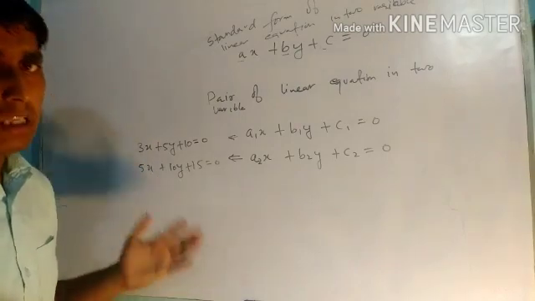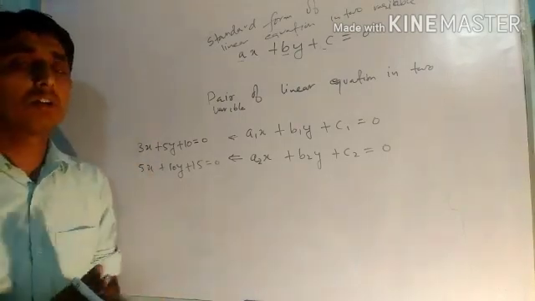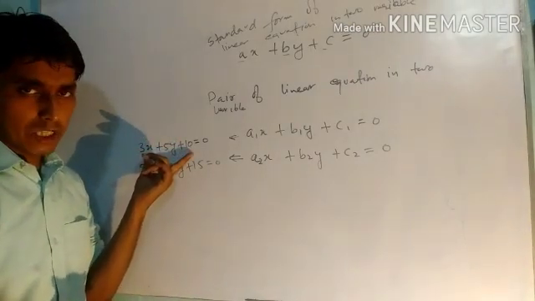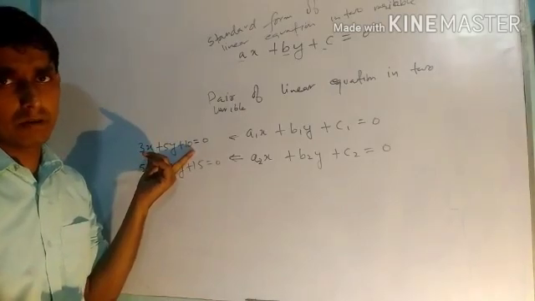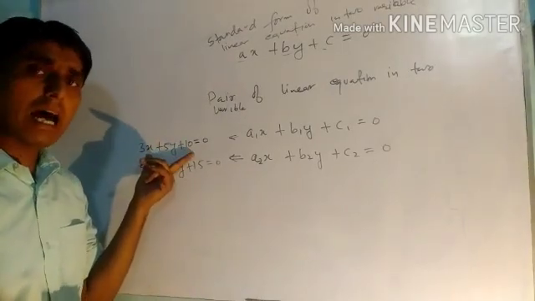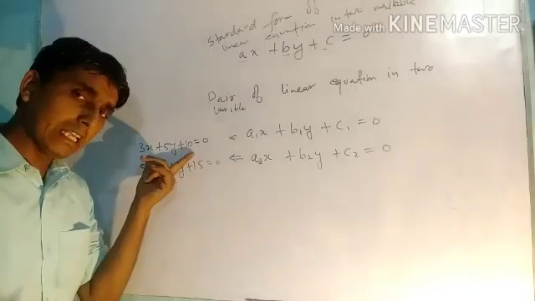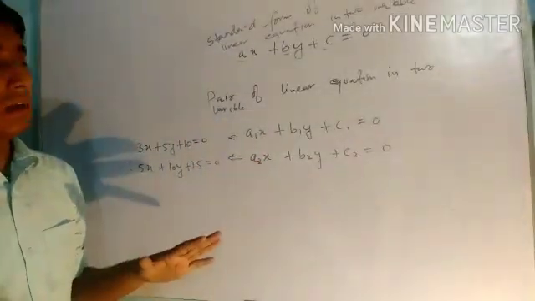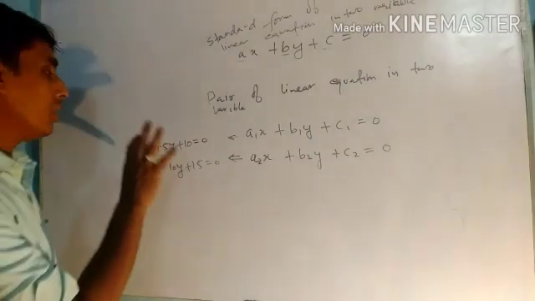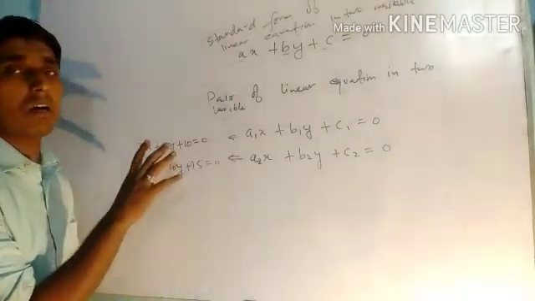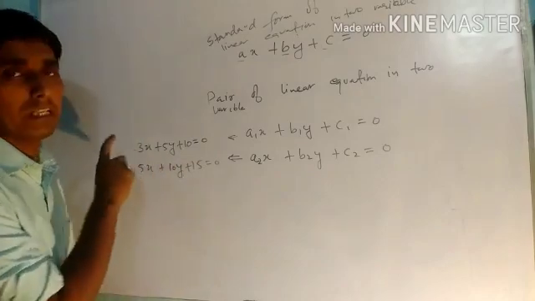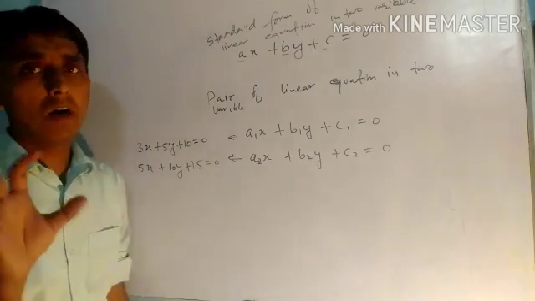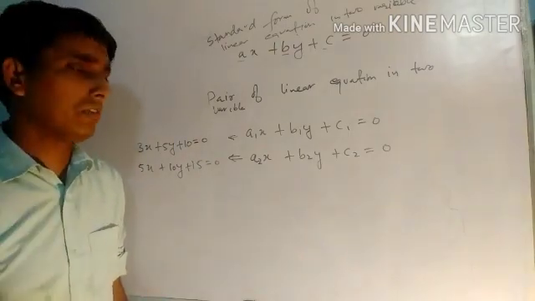Solution of a pair of linear equations, and we also have to learn how to draw the graph of a linear equation in two variables. So we have to learn how to draw the graph of a linear equation in two variables, and also we have to learn to find the root or the solution of a pair of linear equations. So what is the meaning of solution of a pair of linear equations?